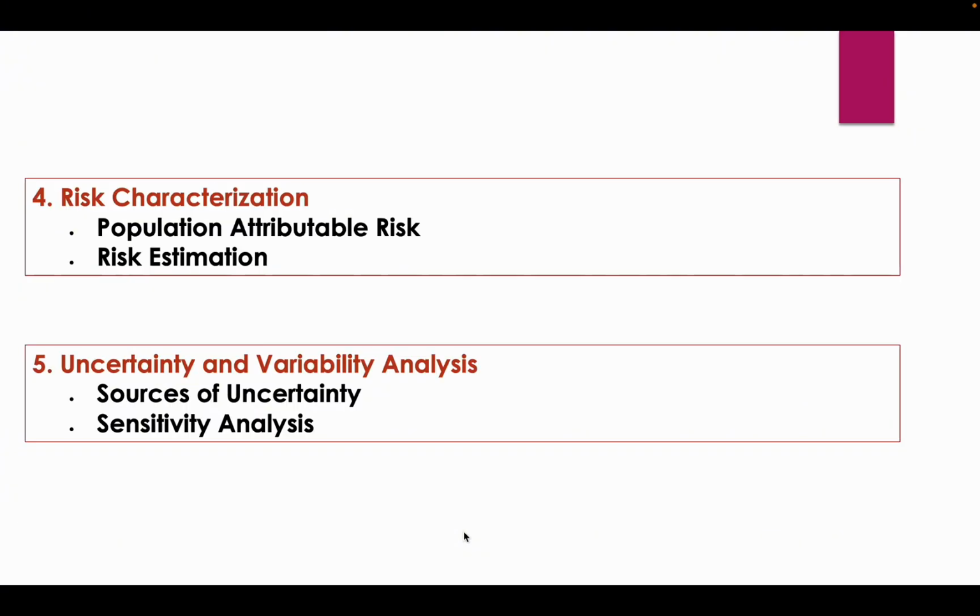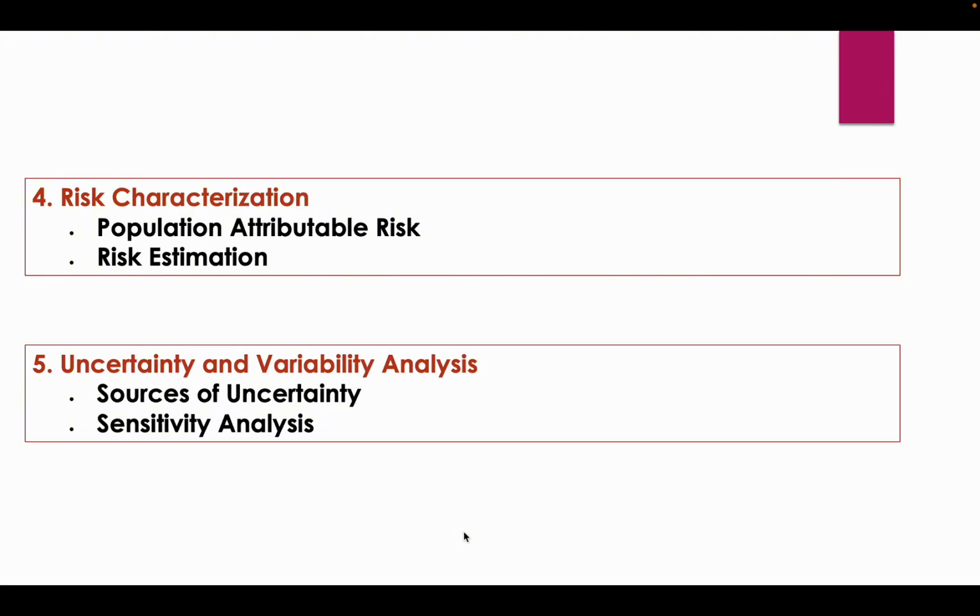Now, the fourth one is the risk characterization. So, under the risk characterization, we have the population attributable risk. So we estimate the proportion of cancer cases in a population attributable to radiation exposure. And then as for the risk estimation, we will apply risk coefficients derived from the epidemiological studies to the estimated dose to quantify individual and also population risk.